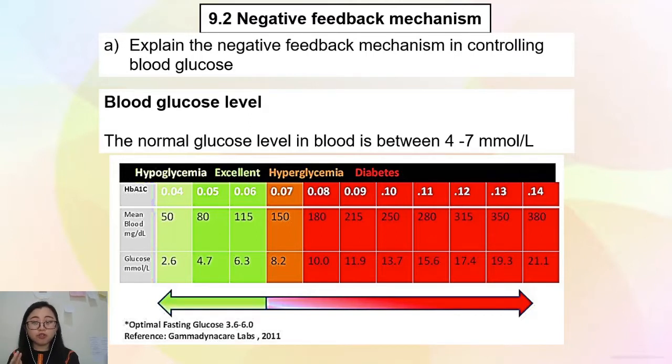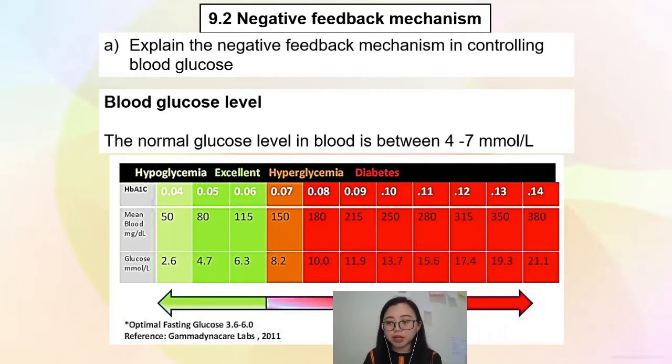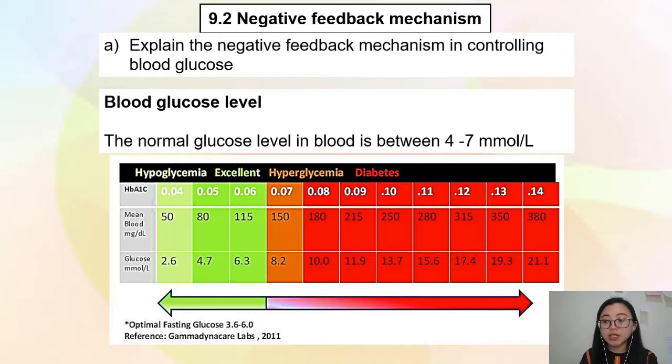If it's under 4 millimole per liter, that means your blood does not contain enough glucose. You are hypoglycemic. Kamu mengalami hypoglycemia kalau kandungan gula dalam darah kamu rendah daripada 4 millimole per liter. If it's higher than 7 millimole per liter, that is considered hyperglycemia. That means you have high level of glucose in your blood. Kalau anywhere from 8 to 21.1 ni, kalau yang merah sangat ni memang kencing manis sudah lah. So this is berlebihan gula dalam darah.